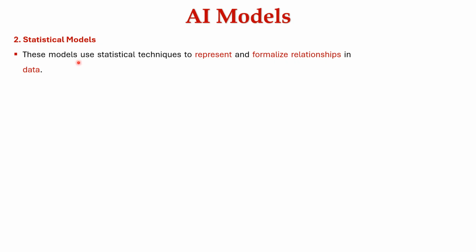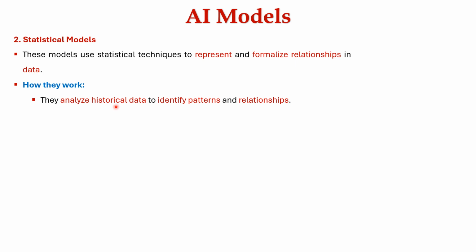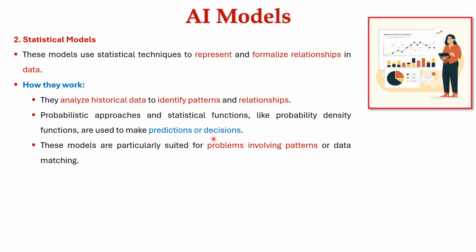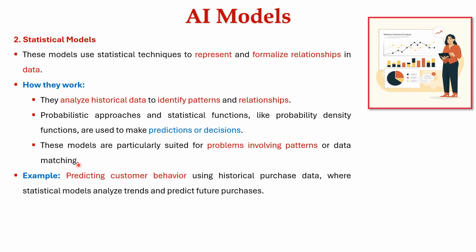The second model is statistical model. These models use statistical techniques to represent and formalize relationship in data. They analyze historical data to identify patterns and relationships. Probabilistic approaches and statistical functions, like probability density functions, are used to make predictions or decisions. So these models are particularly suited for problems involving patterns or data matching. Let's have an example, that is predicting customer behavior using historical purchase data, where statistical model analyzes trends and predicts future purchases.